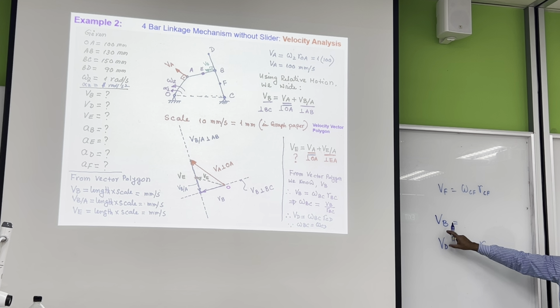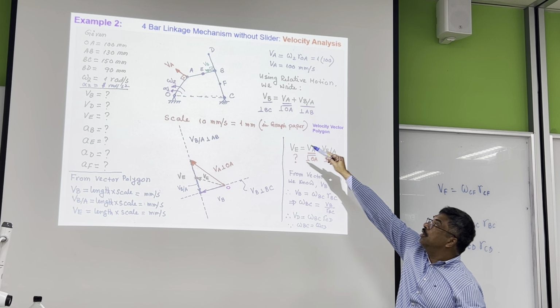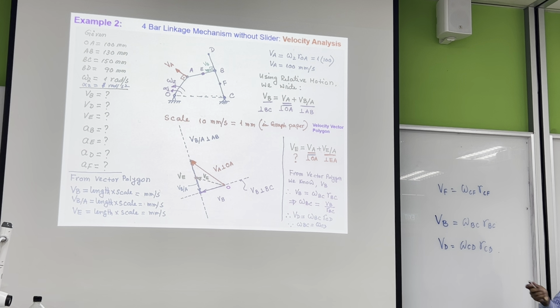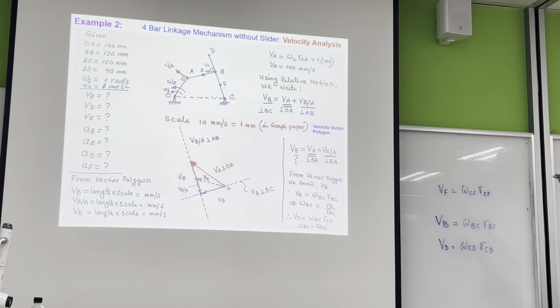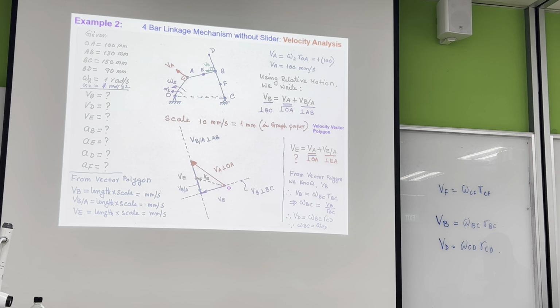You write VB equals omega BC times RBC, from B towards C, that length. You are talking about that length, from B to C. And now, hey young people, from here you find your beautiful omega BC. Omega BC equals VB divided by RBC, correct?